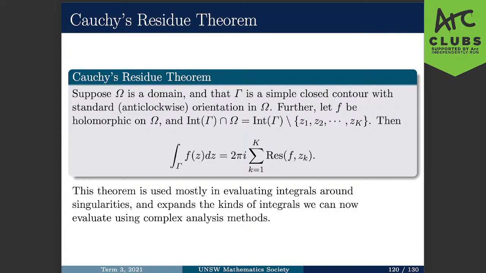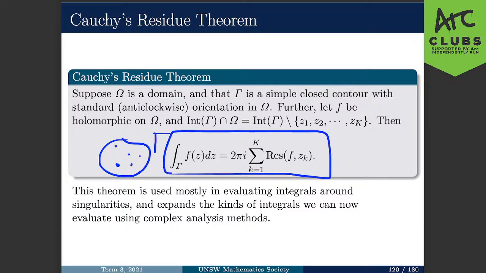So this is saying that, again, if I have a simple closed contour, and I have some finite number of points inside where f is not holomorphic, then it turns out that we can evaluate the integral by simply evaluating the residue of the function at each of these points.